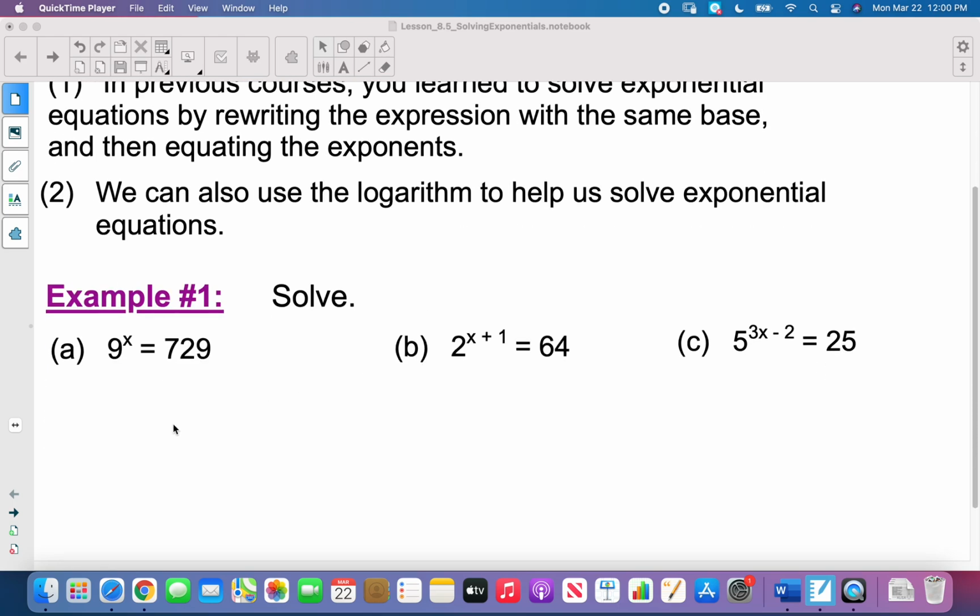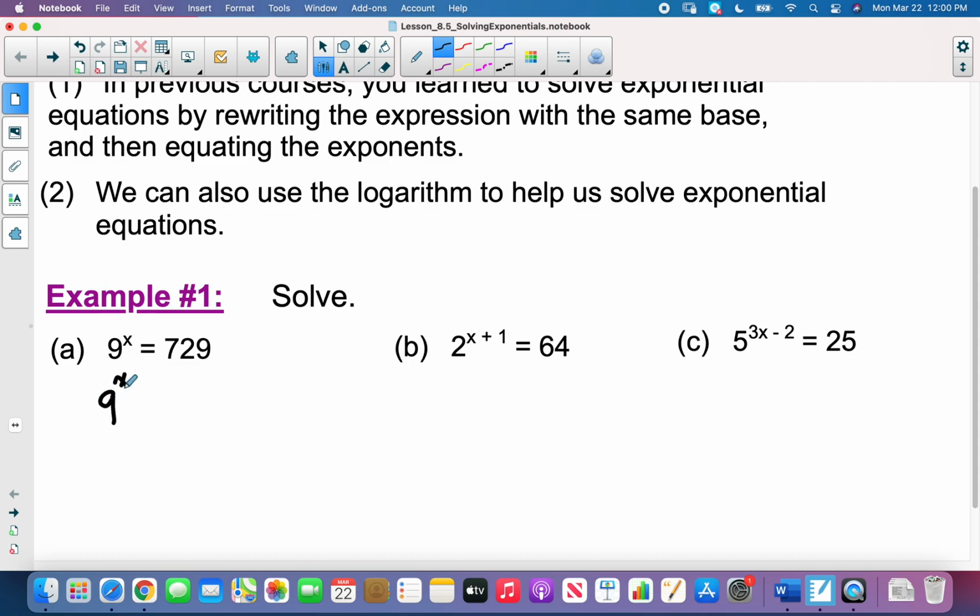So if you had to solve 9 to the power of x equals 729, from previous courses you've learned that 9 to the power of x can be written as equal to 9 to the power of 3, because 9 to the power of 3 is 729. When the bases are the same, you can equate the exponents and therefore you can solve for x. x is equal to 3.